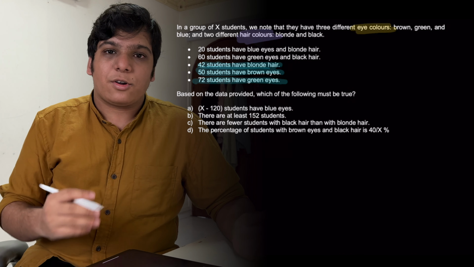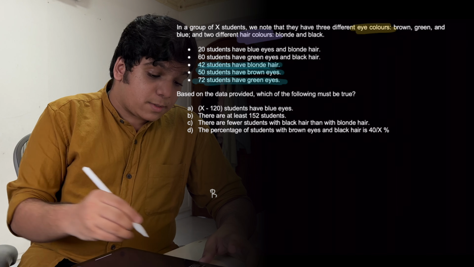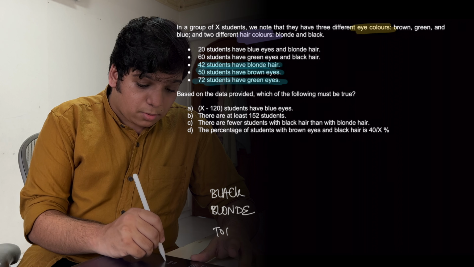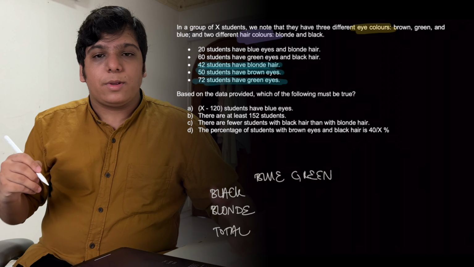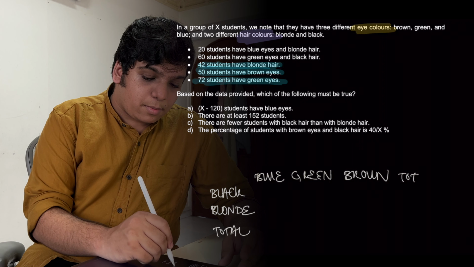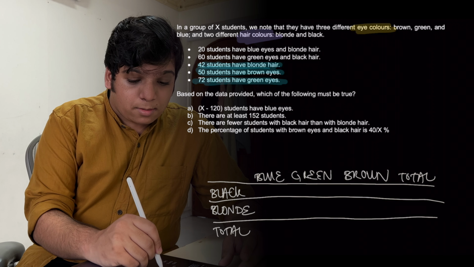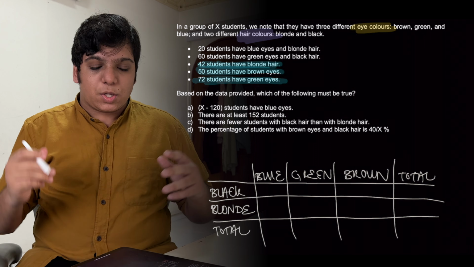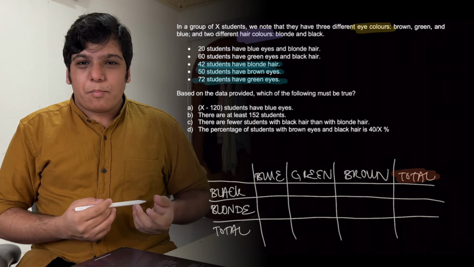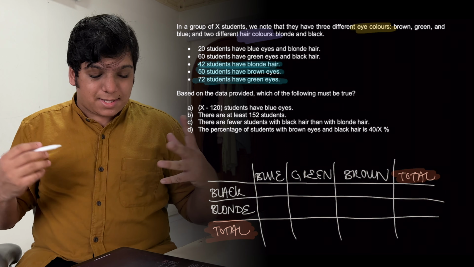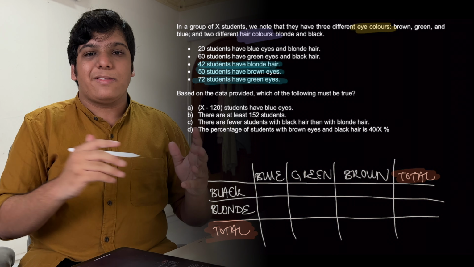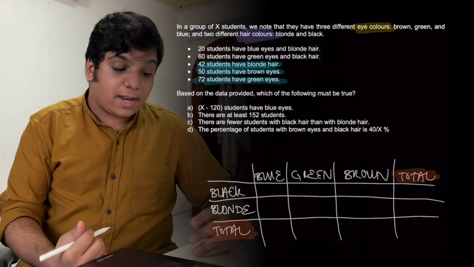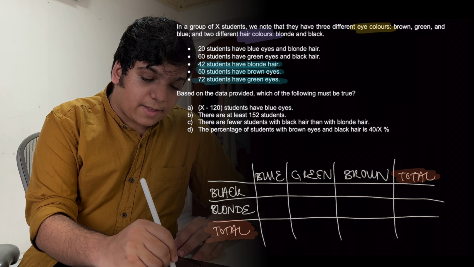We can go on and draw our table with our rows being the hair color, black, blonde and total, while our columns will be eye color, namely blue, green, brown, and obviously our total. Now, something that people miss is the total column and row. It may not seem important, but it does help us in identifying and filling in the missing cells of this table. From the information given to us, I know that there are a total of X students.